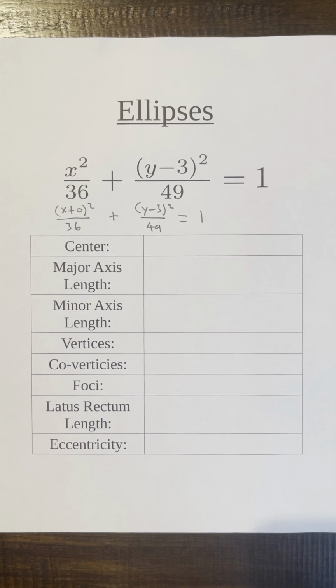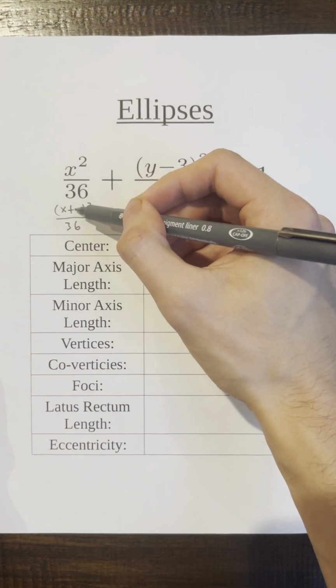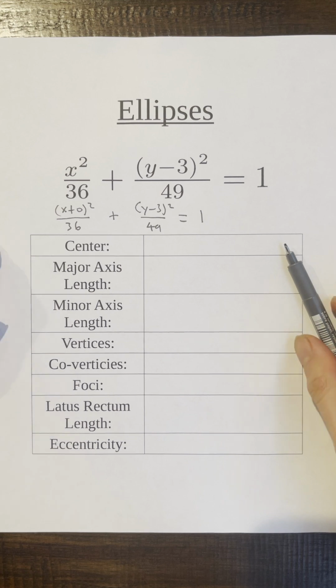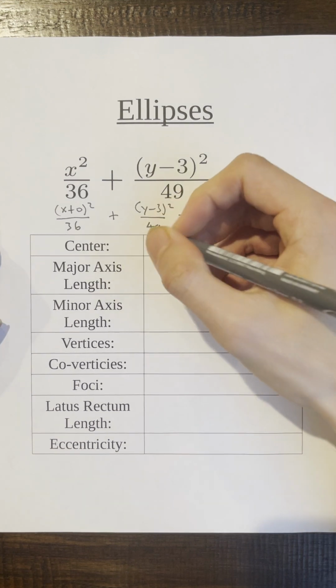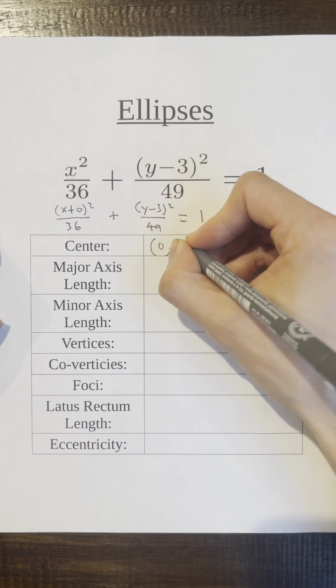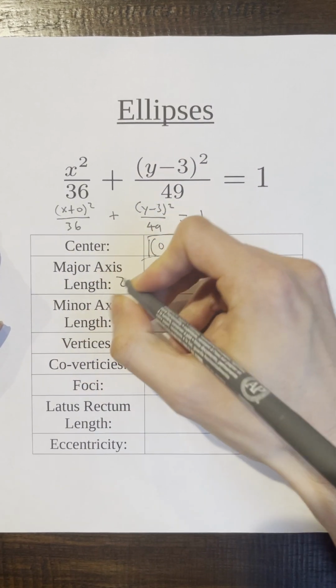I want you to do this problem as practice. And your hint is that you can change x to x plus 0. All right, pause the video and give it a shot. Okay, what did you get? I'm gonna speed run this. Okay, so the center, that's gonna be this times negative 1, this times negative 1. Major axis length, 2a, this one's 2b.